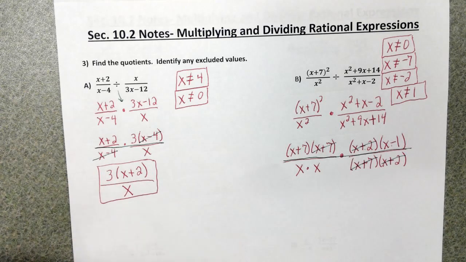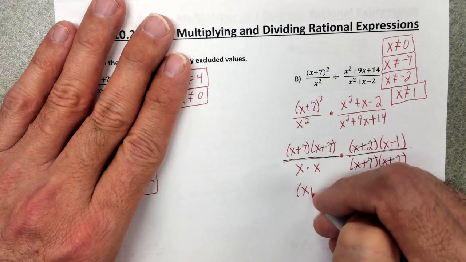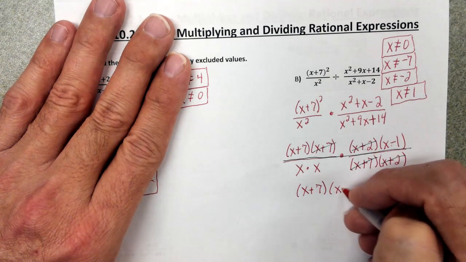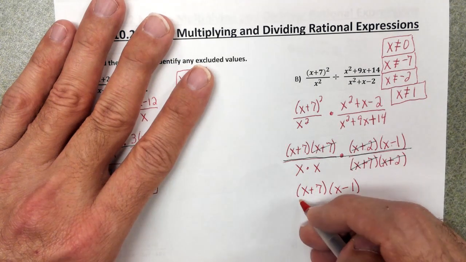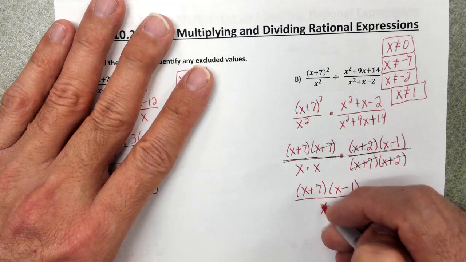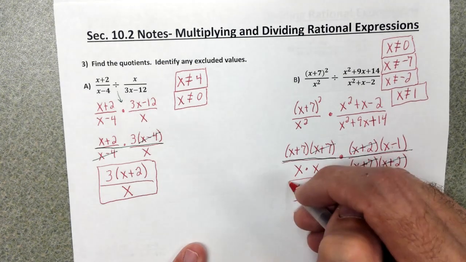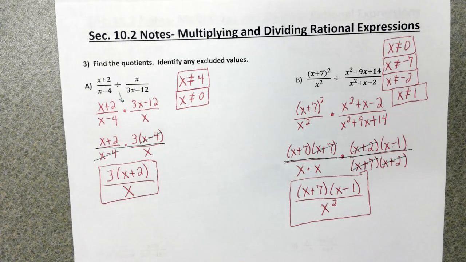Nothing else will cancel. So what we're left with on top is the x plus 7 and the x minus 1. And on bottom, all we're left with is the x times the x, which I am going to go ahead and rewrite as x squared, because that's normally the way you'll see that. And that is your simplified form with your excluded values. And that is multiplying and dividing and simplifying rational expressions.